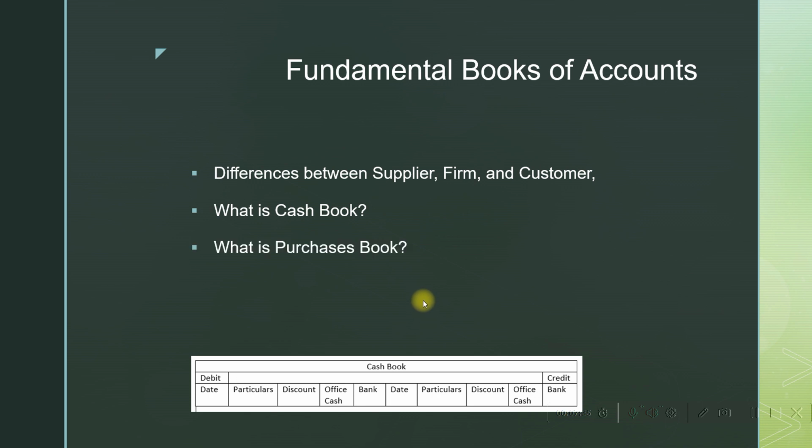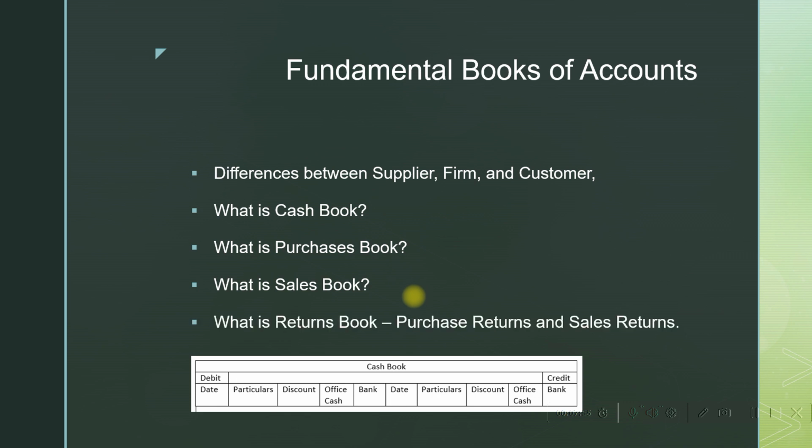Now, next is purchases book. What is a purchases book and sales book? So all credit purchases and credit sales are recorded in the purchases and sales book. Whatever purchases and sales made on credit is recorded in the purchases book and sales book.